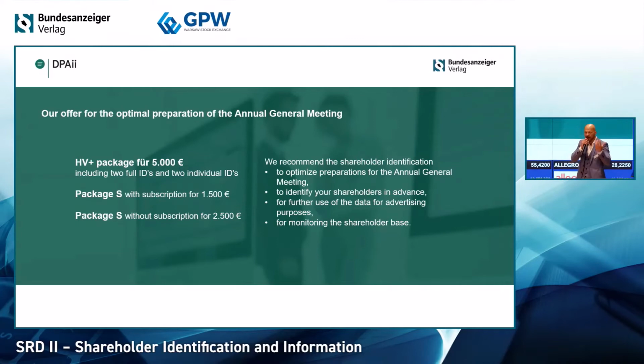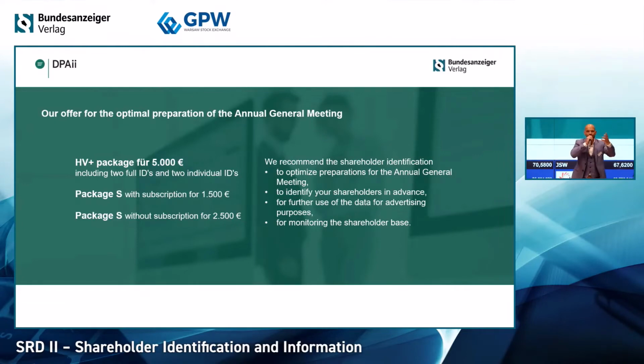But what we created was the HV Plus package. In Germany, the general meeting is Hauptversammlung, so H and V are the keywords. Call it GM Plus package in English if you want. And what you gain is, as Rainer said, that you have the possibility to use a full ID, but also the possibility to have an individual request. In this HV Plus package, we put in 2 full IDs.